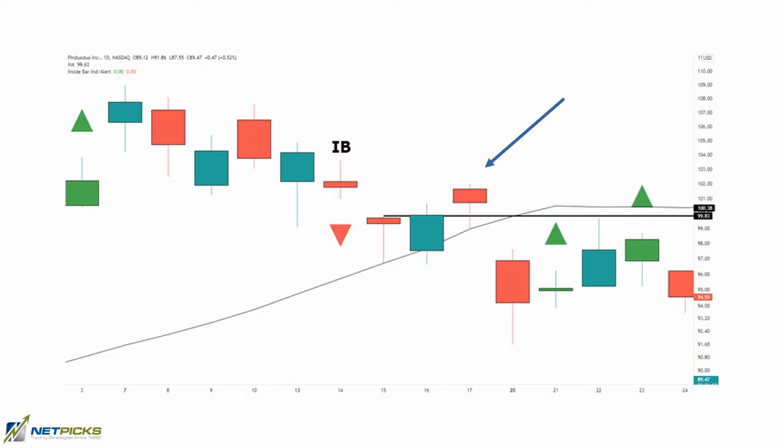And while you may exit only to see price continue in a strong trend direction, risk should always be the number one priority of any trader.